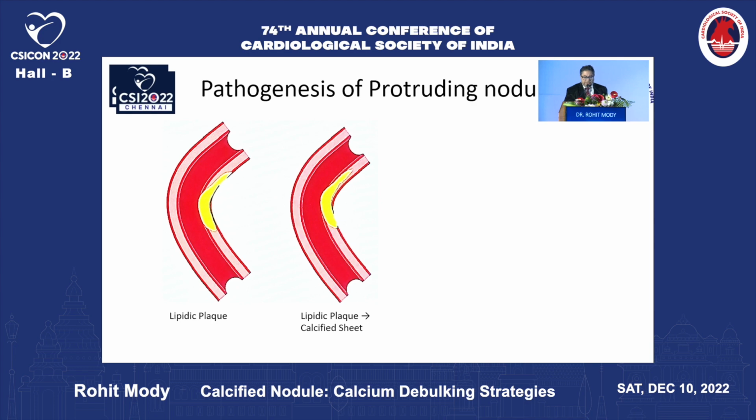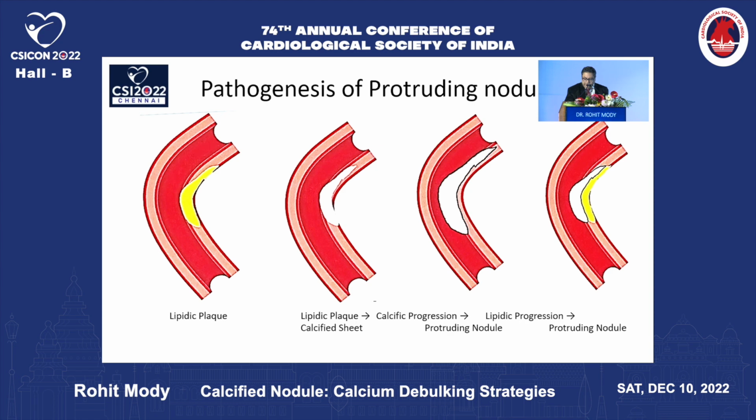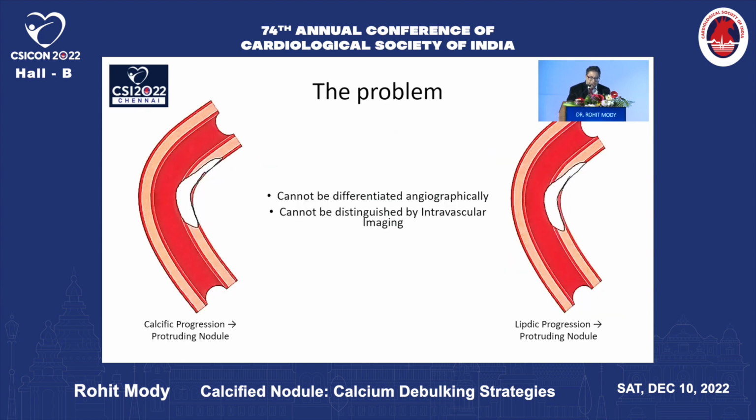Now the pathogenesis of the protruding nodule: again there is a lipid plaque, the lipid plaque changes to a calcified sheet, then the calcified sheet progresses to a protruding nodule, and lipidic progression also leads to a protruding nodule. So the protruding calcified nodule is a stable picture. The problem is that we cannot differentiate them angiographically and cannot distinguish them by intravascular imaging.